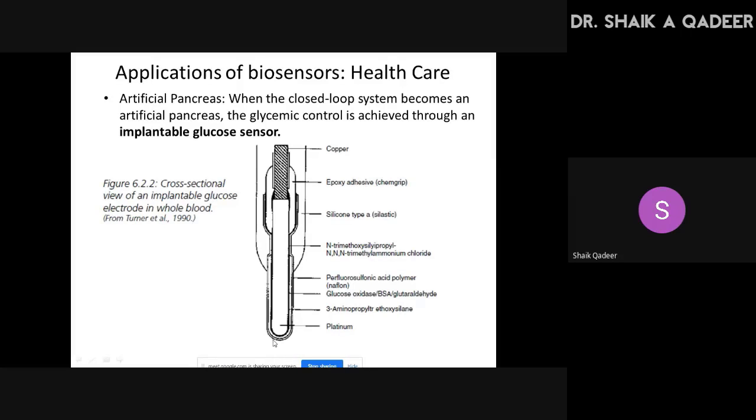So it is difficult for me to explain this figure because it is more related to chemical or medicine type of discussion. So I will leave it to you. You please try to understand.